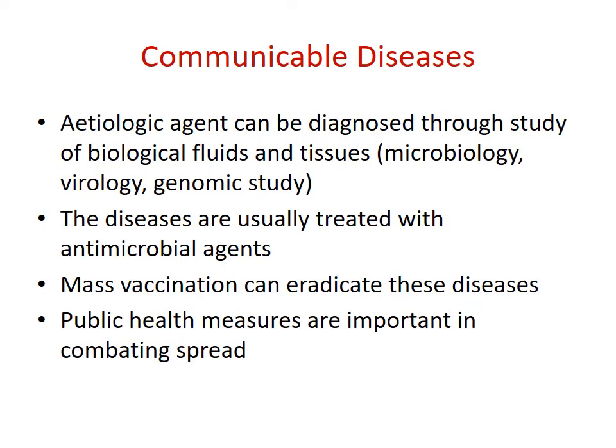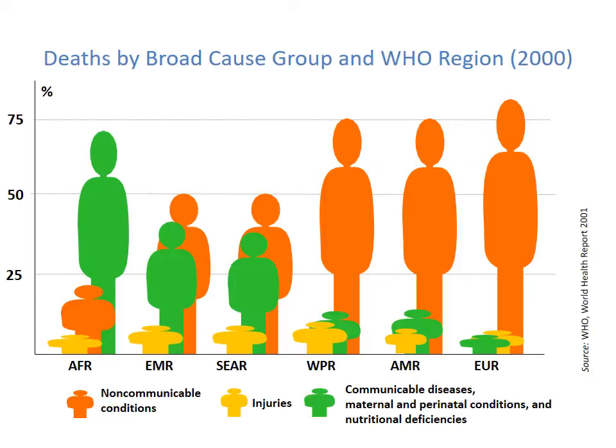The etiologic agent for communicable diseases can be diagnosed through study of biological fluids and tissues, whether you do a virological study or microbiological studies or genomic studies in recent times. These diseases are usually treated with antimicrobial agents. Mass vaccination can eradicate these diseases, and public health measures are important in combating spread. So in this way, you can think of how communicable diseases are different from NCDs. So we're going to then thereafter focus on NCDs.